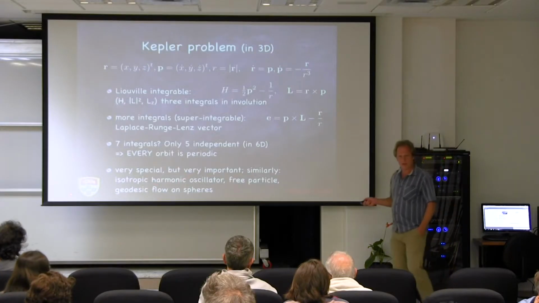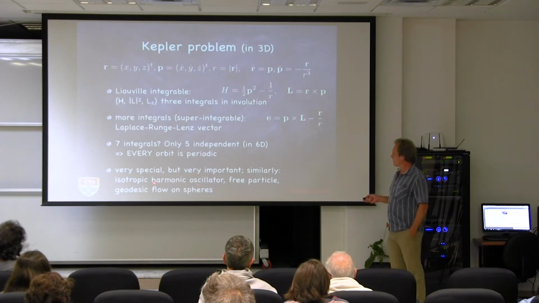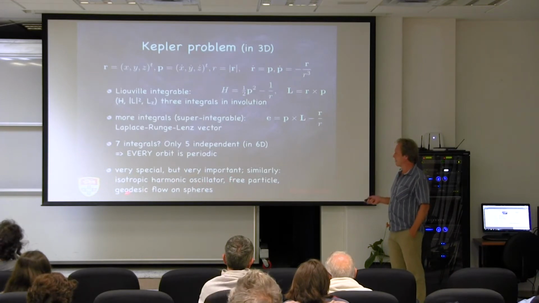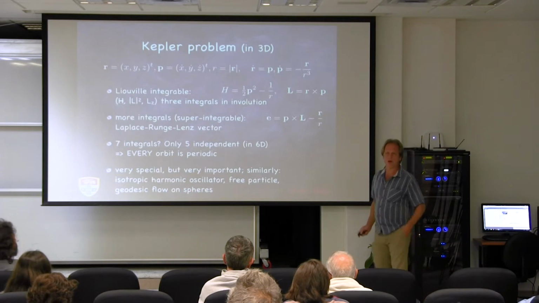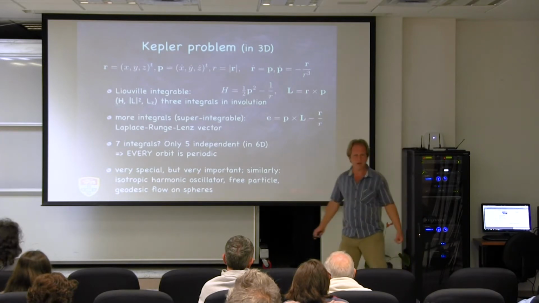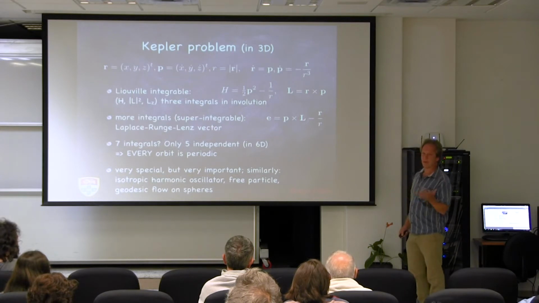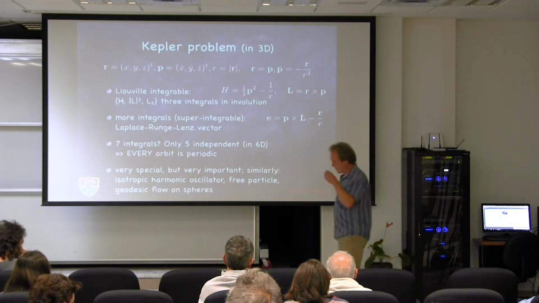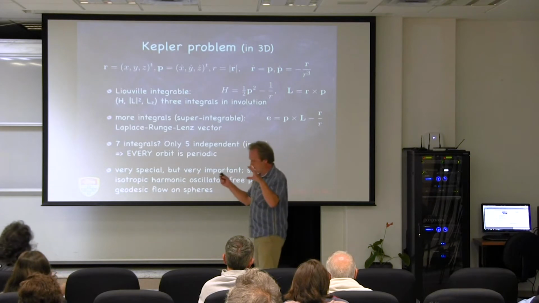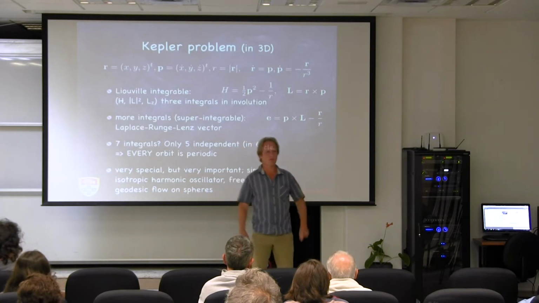Okay, so very special, very important, and there are a couple other systems. If I have time, I'll mention them in the end. The isotropic harmonic oscillator, the free particle, and geodesic flows on spheres all are in this very special category that they are sometimes called maximally superintegrable. That means they have the dimension of phase space minus 1 as the number of integrals.